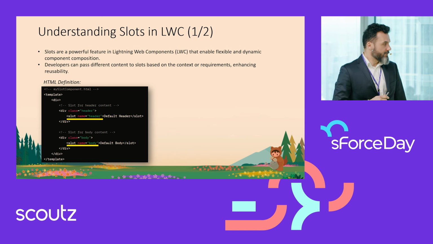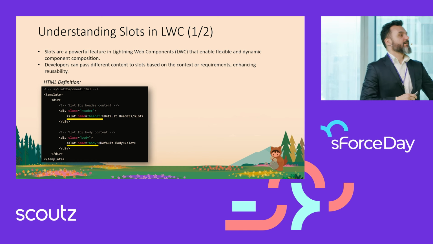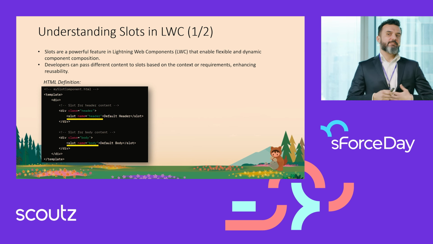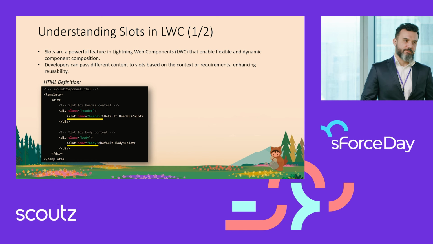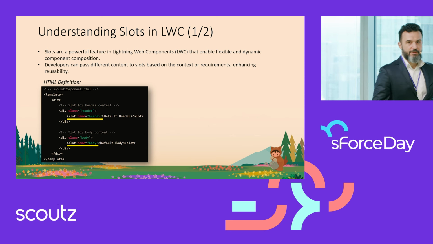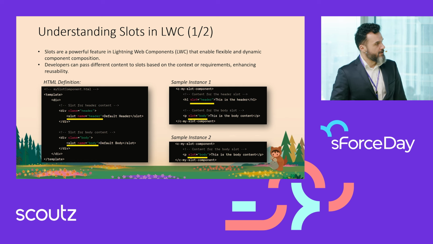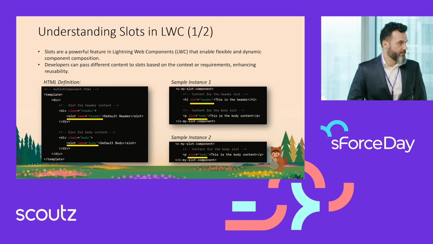However, this is the definition. When I instantiate this component, my slot component, I can inject whatever I want into that slot. So let's look at two examples of instances. Not the class definition, but instances where I'm using this component, okay? So there's sample instance 1 and sample instance 2.